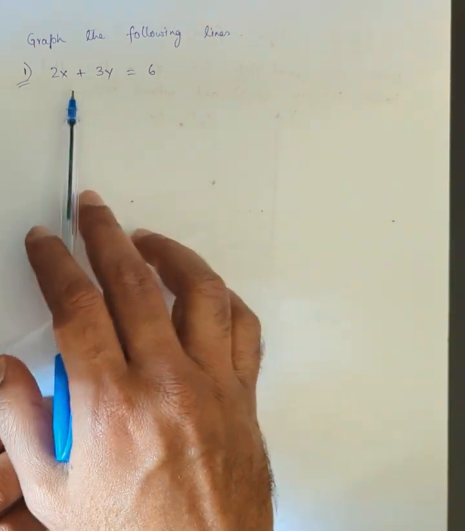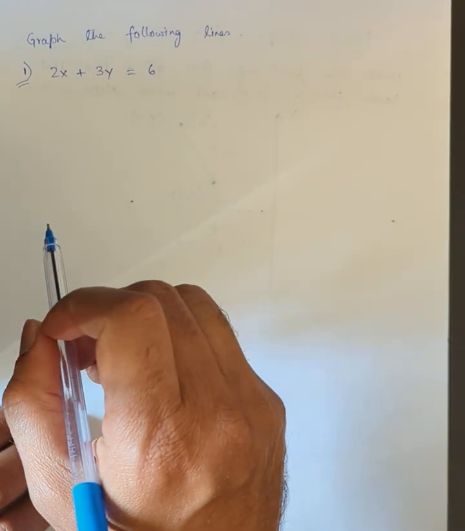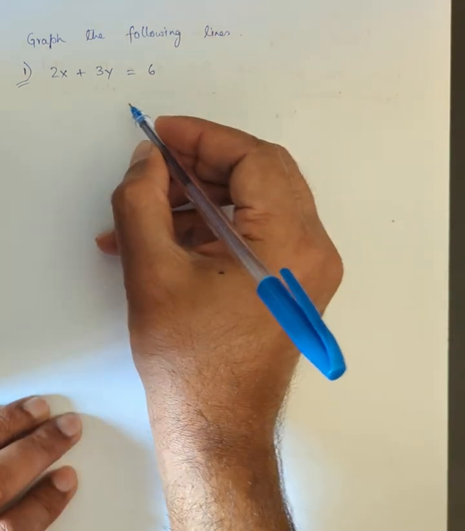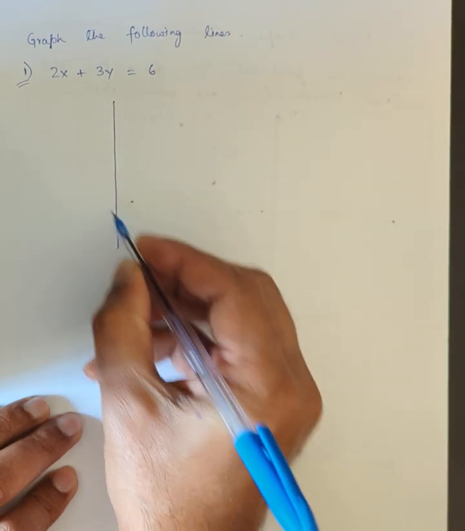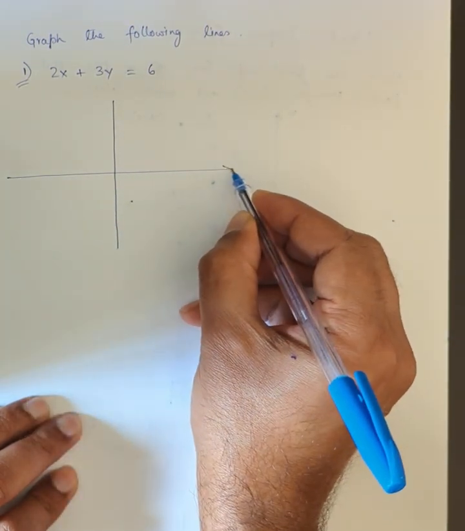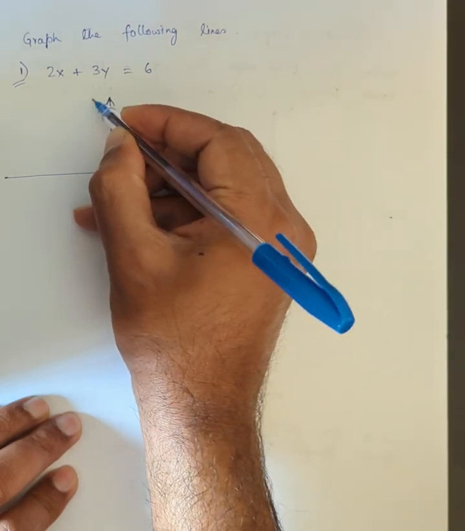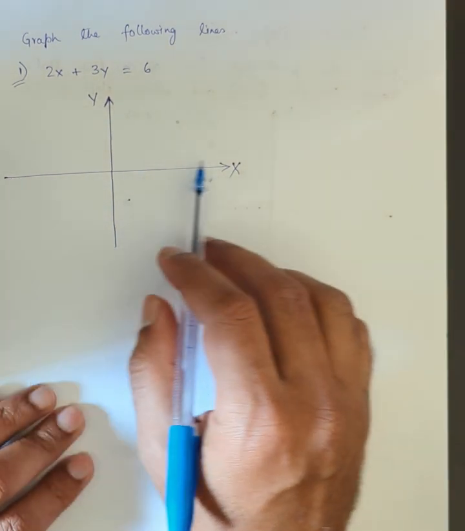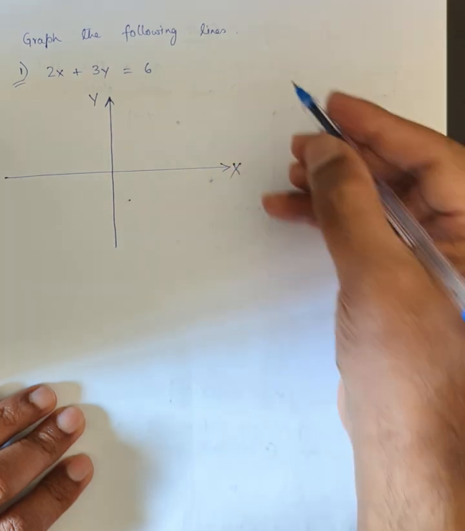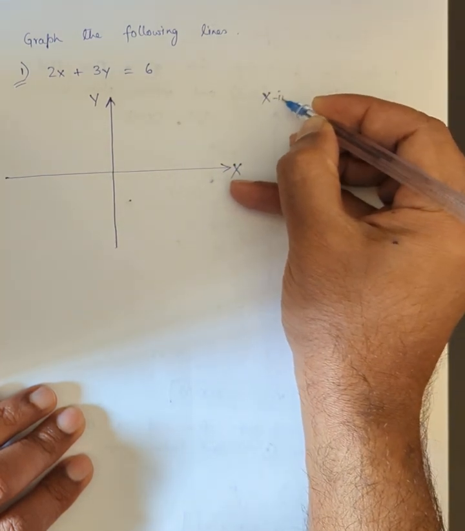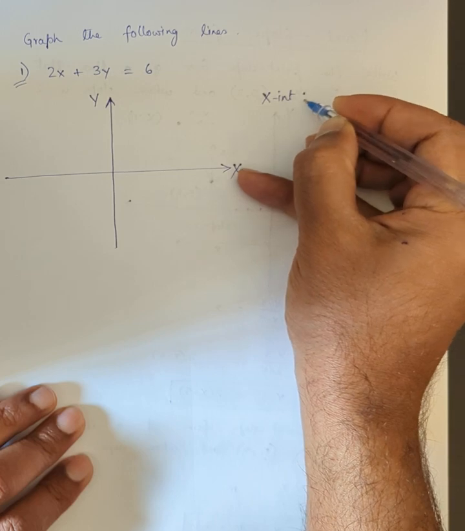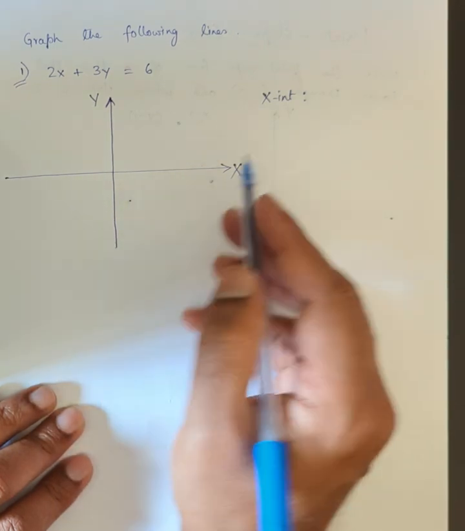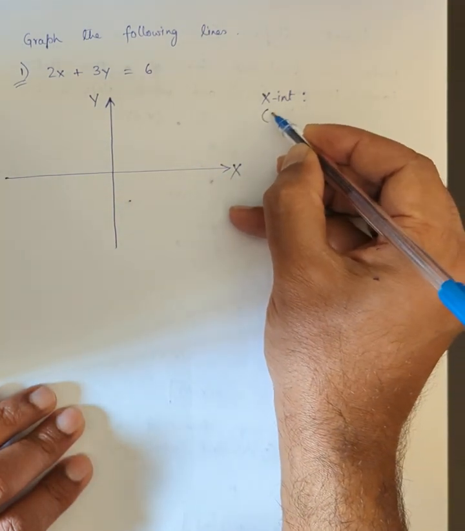This is in standard form, and in standard form, the best thing to do is to find the intercepts. So what do I mean by intercepts? There are two kinds of intercepts, x and y. The x-intercept is the point on the x-axis where the line cuts it. So how do I find the x-intercept? I know it's a point on the x-axis, and on the x-axis, every point has y-coordinate equal to 0.